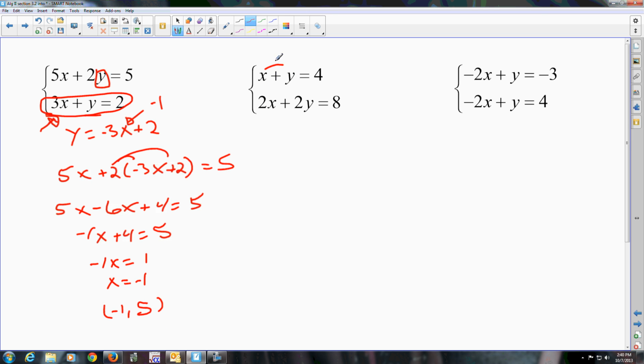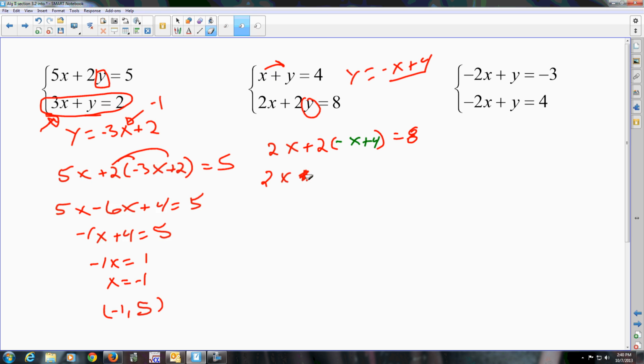Okay, trying this one. I think this one's going to be easier if you pull the x over. So you have y is equal to negative x plus 4. Taking this, filling it into 4y in the other one. So then minus x plus 4, 2x, whoops, how about I erase? 2x minus 2x plus 8 is equal to 8. Well, you're left with 8 is equal to 8.